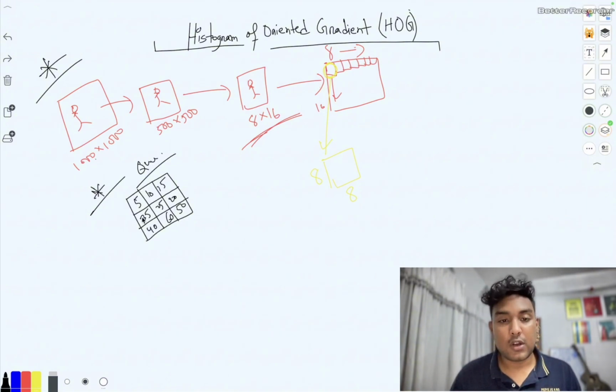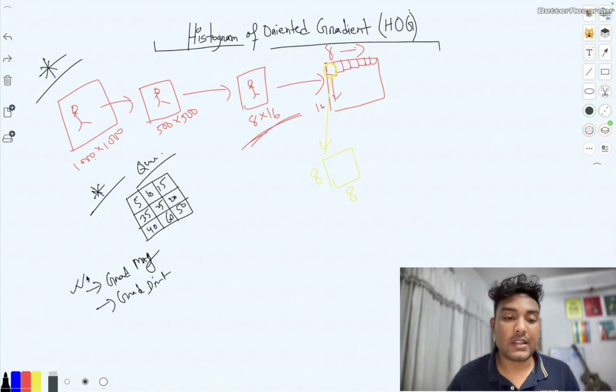Firstly, for HOG we need to calculate two things. One is the gradient magnitude, another one is the gradient direction. We need to calculate the gradient magnitude and gradient direction for this single matrix. After doing all the steps, we're going to have a single matrix like this for gradient magnitude, and also a similar single matrix for gradient direction. It will look like this.